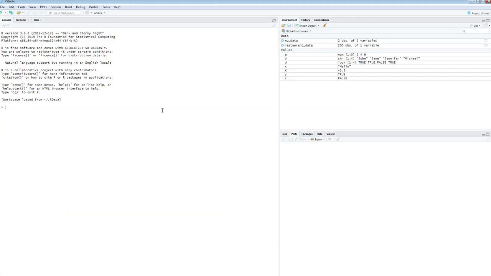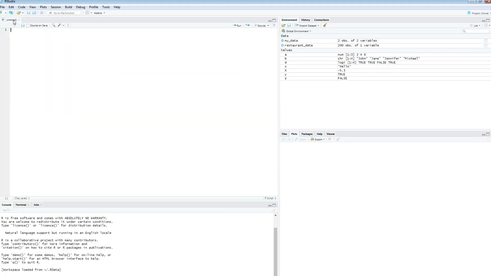There you go. Since this is another chapter, I'm going to create a new R script. It goes without saying that if you're watching this lecture, you need to follow what I'm doing on the screen with your own RStudio on your machine. Just follow what I'm doing. Here I'm going to read the CSV file restaurant.csv.